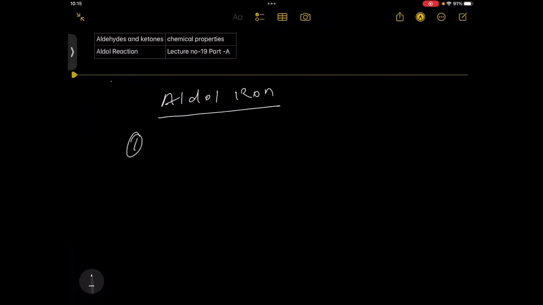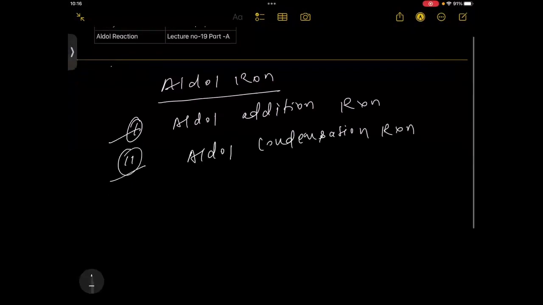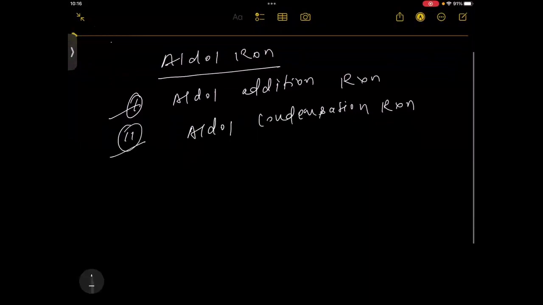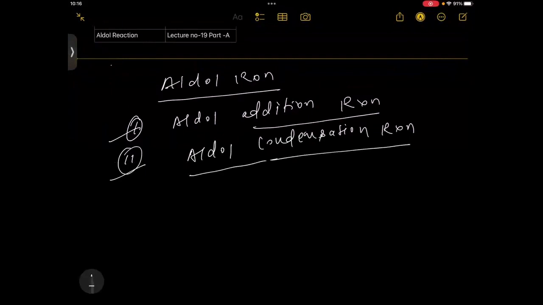Whenever we talk about aldol reactions, we will study two things today: one, aldol addition reactions, and second, aldol condensation reactions. Okay, so two things we will understand here, students.